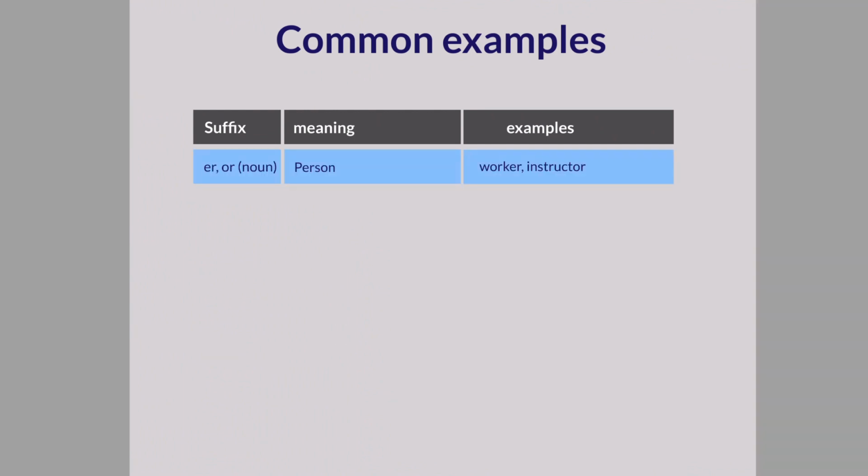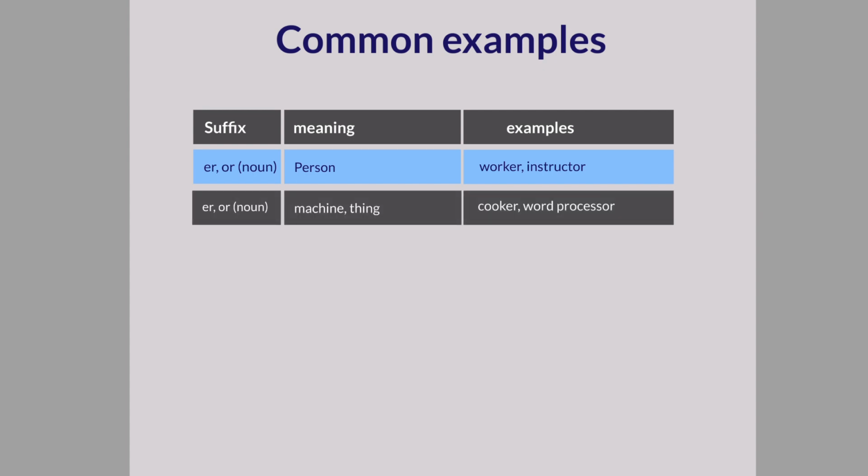The suffixes er and or are used to make nouns and they describe people and their jobs. For example, worker, instructor. They can also refer to things or machines. For example, cooker, word processor.